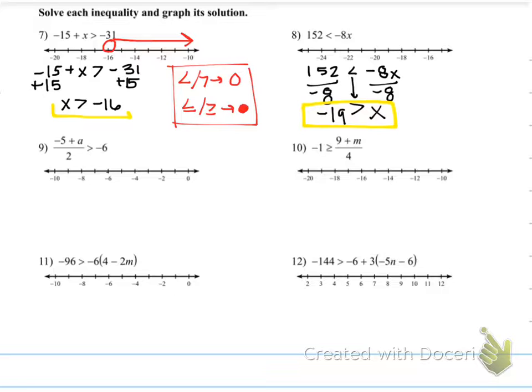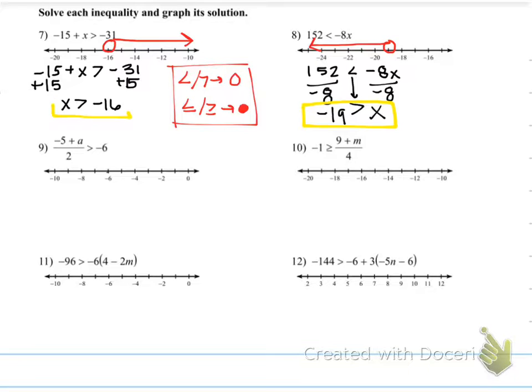So that's our answer, but we need to graph that. Again, we'll have an open circle at negative 19. And I always say the inequality likes to eat the bigger number. So negative 19 is the biggest it can get. So it's going to go towards numbers that are smaller than negative 19, which is like negative 20, negative 22, negative 24. Those are smaller, going further away from 0.